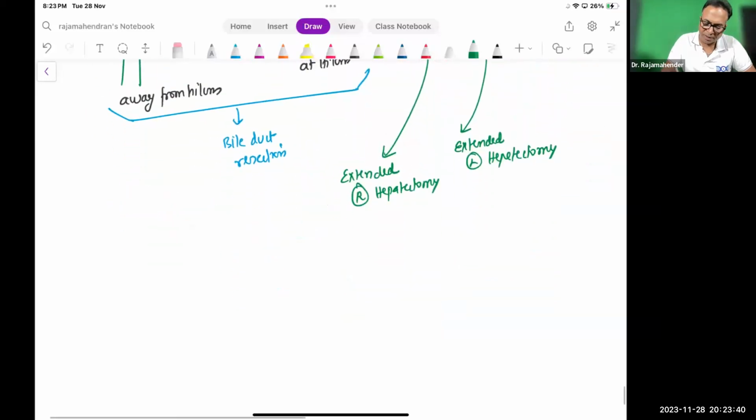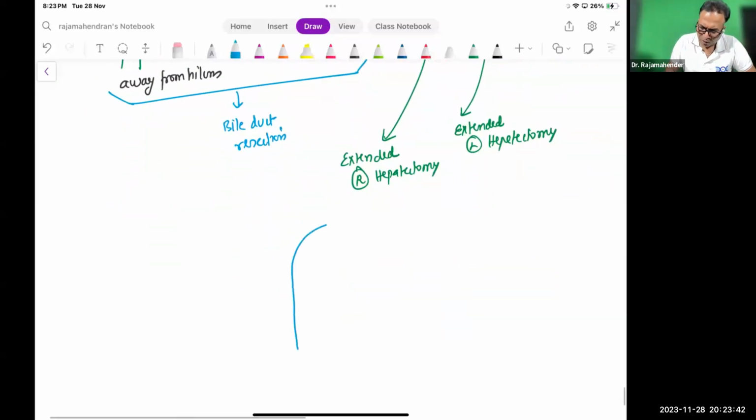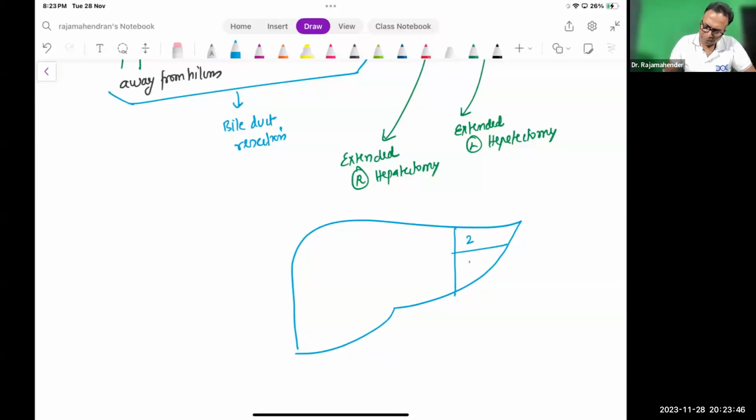I hope you know the liver segments. So I'll tell you what the hepatectomies are. This is segment 2, this is 3. This is segment 4A, 4B. This is 5, 6, 7, 8. These are the 8 segments. And this line is known as Cantlie's line.